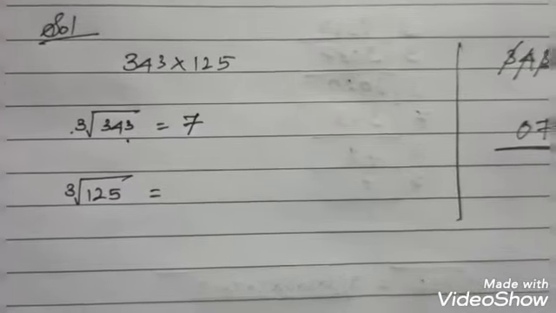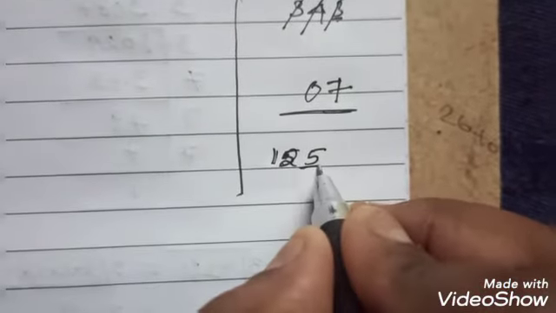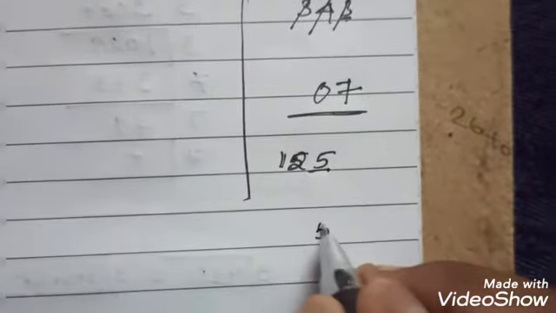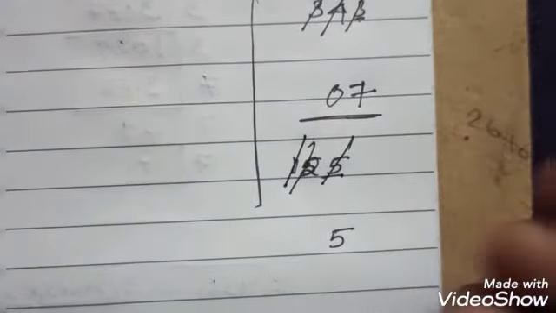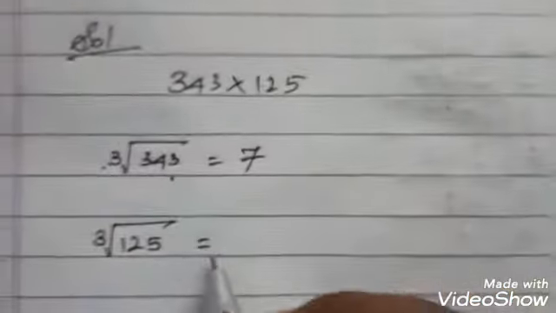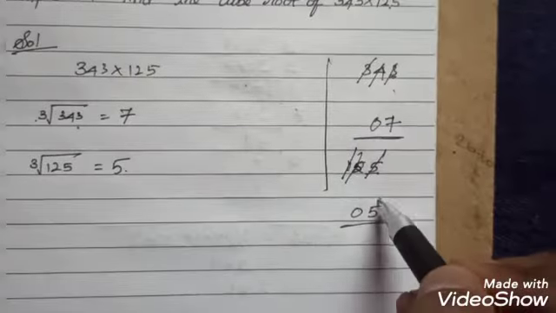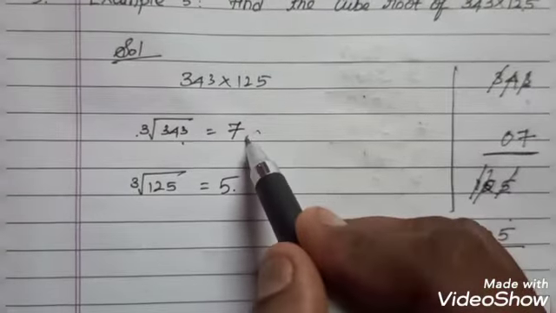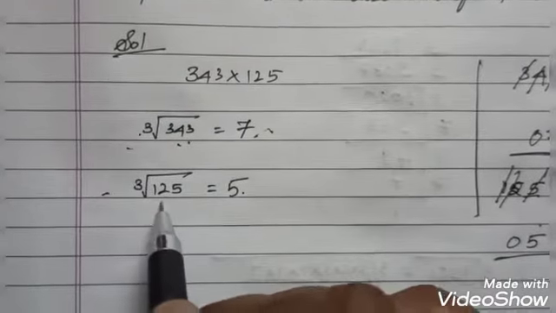Okay, and next 125. The unit digit of 125 is 5, so its cube root's unit digit is also 5. So now you cancel these 3 digits, there is no remaining term, it becomes 0, the value is 5. So the cube root of 125 is 5. This calculation you do in your rough work and directly write the answer. So the cube root of 343 is 7, the cube root of 125 is 5.